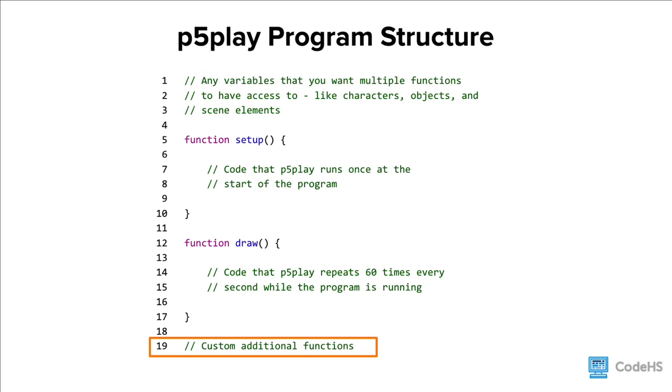The setup and draw functions are two functions that the P5 Play library requires. Of course, you can still create your own custom functions below the draw function. These additional functions could perform any action you'd like. Maybe one that's keeping track of a score, or one that checks to see if the player has collected any coins, or even a function that controls how the character will respond to certain keyboard input.